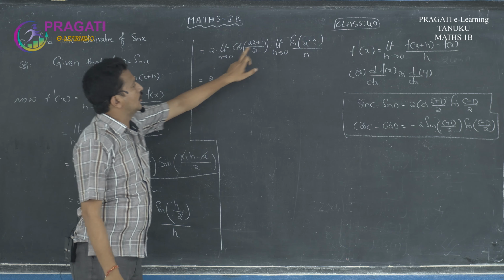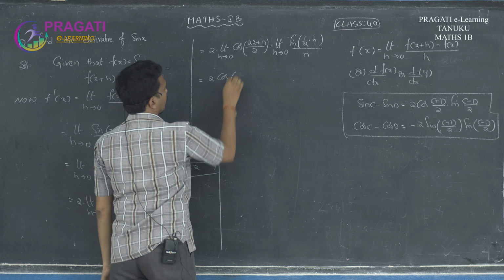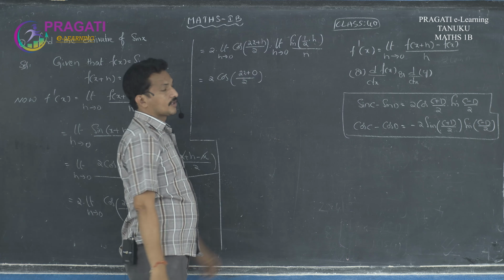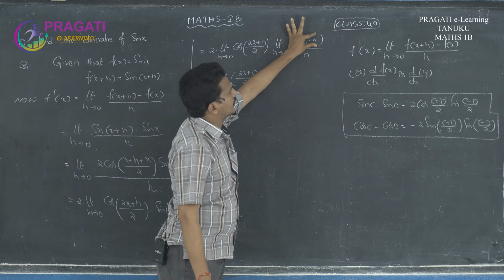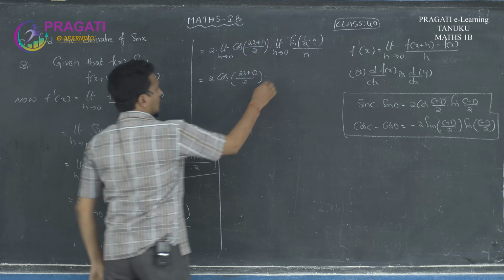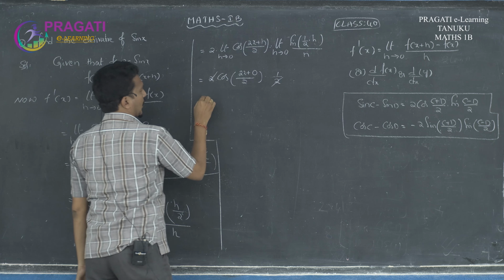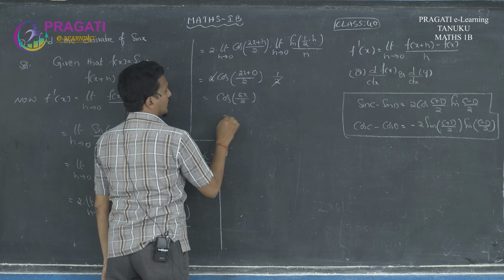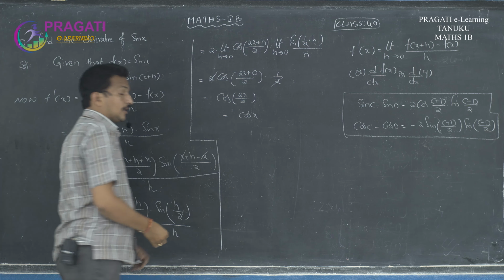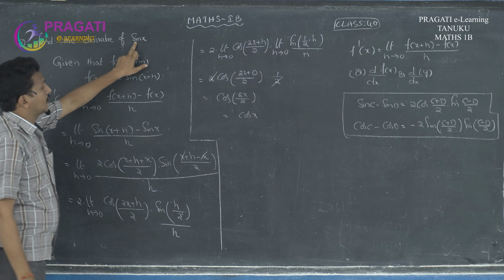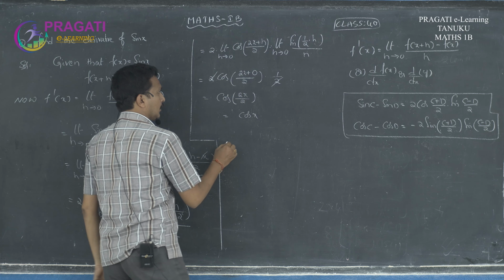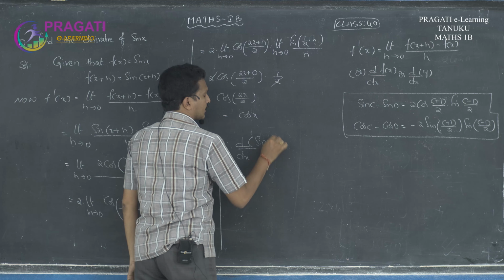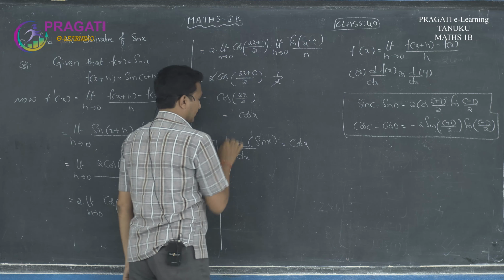Put h equal to 0 in the expression, then cos of (2x plus 0) by 2. Here it is of the form sin x by x, and the answer is 1 by 2. Here the 2 cancels, so cos of (2x plus 0) by 2 is equal to cos x. Finally, we have proved that the derivative of sin x is cos x. So the notation is d by dx of sin x is equal to cos x.